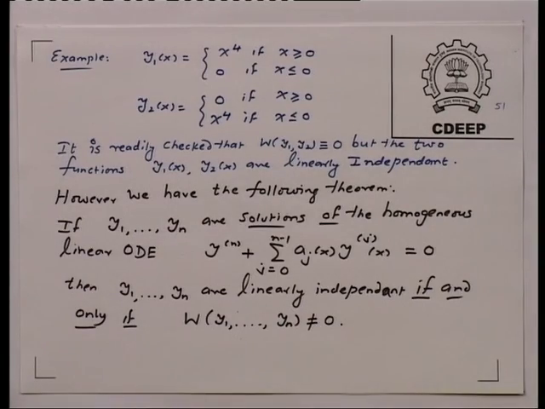Okay, let us look at the example. y1 of x is x to the power 4 if x is positive, 0 if x is negative. y2 of x is 0 if x is positive, and x to the power 4 if x is negative. What is the Wronskian of these two functions? On the positive real line, y2 is identically 0, right? So one of the columns of the Wronskian will be 0. So finished. On the negative real line, y1 is identically 0, right? And at the origin, both the functions are 0. So the Wronskian is always 0.